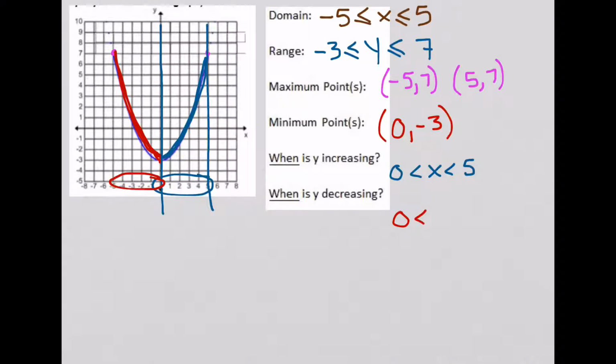It's decreasing. Oh, sorry. It is early in the morning and I am sleepy. Y is decreasing from -5 until you get to 0, and then the roller coaster turns and starts going up.